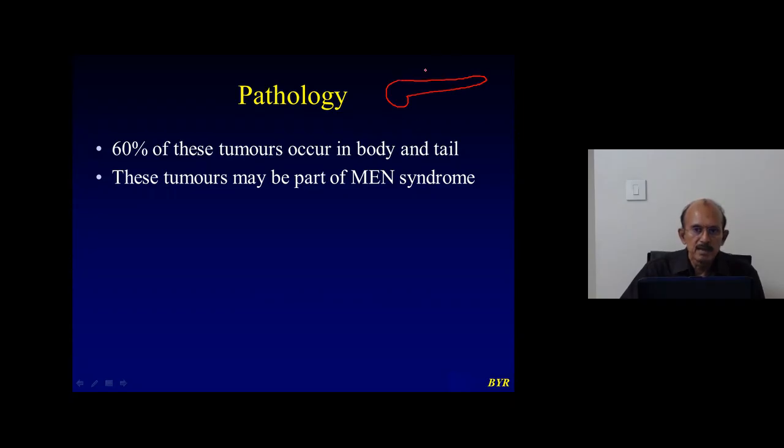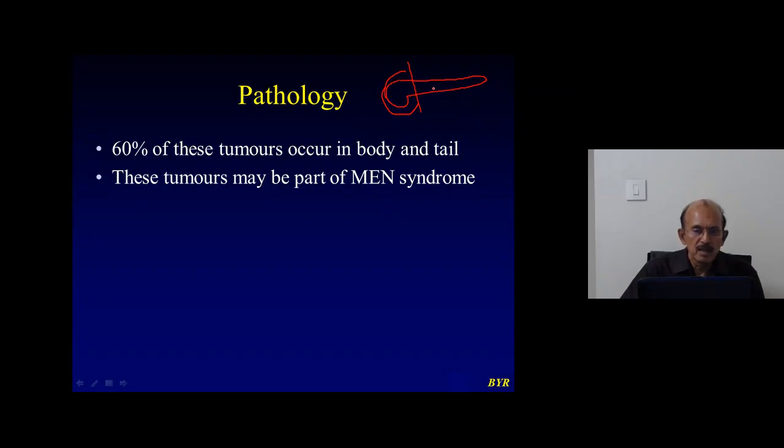This is the pancreas. So this is the head and neck tumors. These are the body and tail tumors. The head and neck is supplied by gastroduodenal artery, and from superior mesenteric artery, inferior pancreaticoduodenal.